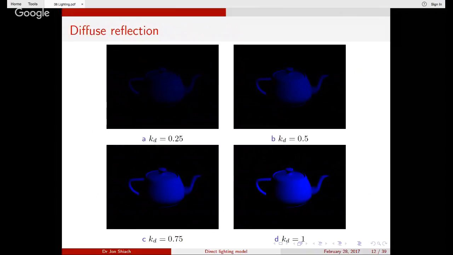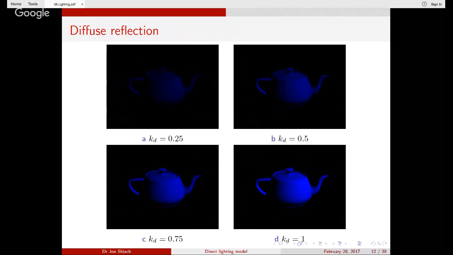And here's the teapot with the diffuse reflection. It's not too easy to see from where you are. This is KD, a number between 0 and 1. It's like how much diffuse reflection you want to apply. When KD is small, you can barely see the teapot. As you increase KD, you increase the amount of teapot you can see.